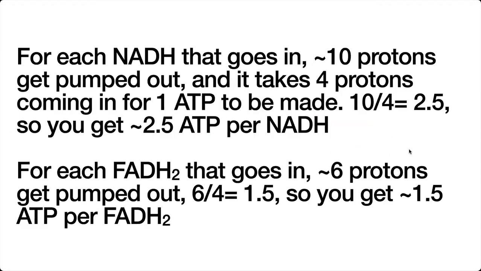So overall, for each NADH that goes in, you get about 10 protons pumped out. You need 4 protons coming in for 1 ATP to be made. So you get about 2.5 ATP per NADH, 10 divided by 4.